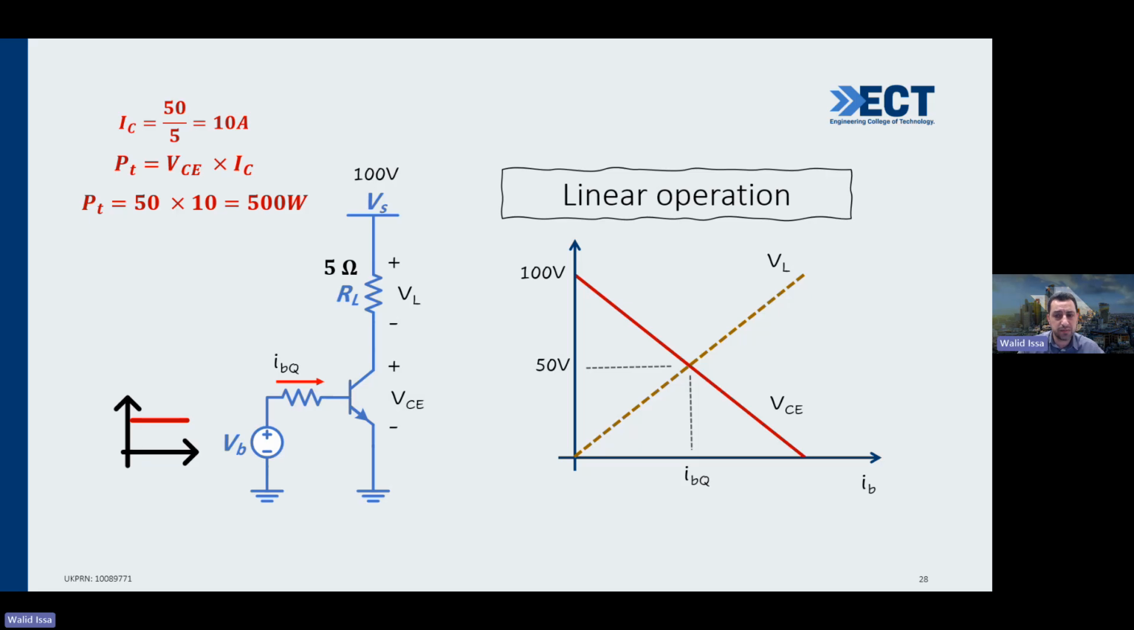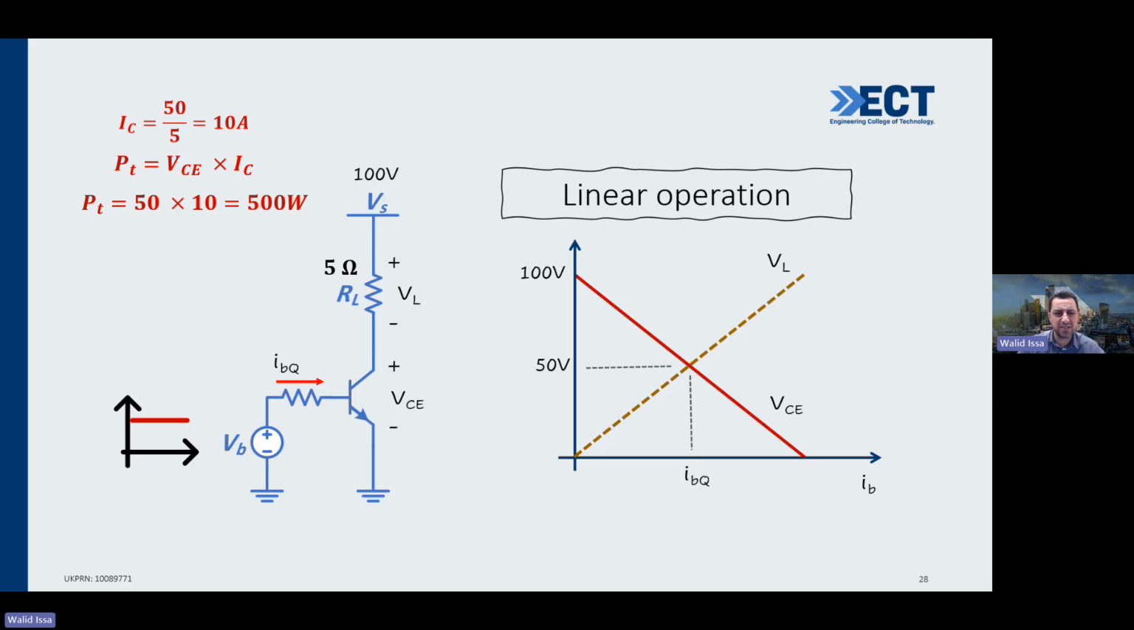Now, if we look at the power dissipation, we have current here. If that transistor is taking 50 volt, my resistor also will take 50 volt. 50 volt here, and is the value of 5 ohms. So 50 volt divided by 5 ohm, that means 10 ampere will go from my source into my resistor, into my transistor, into ground. So it will be 10 ampere.